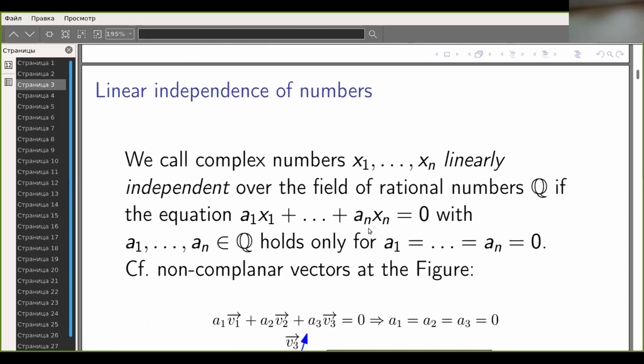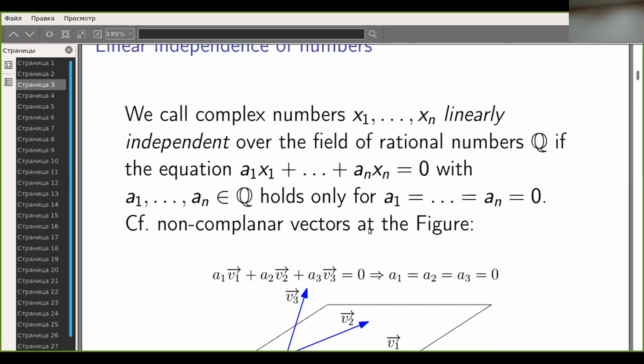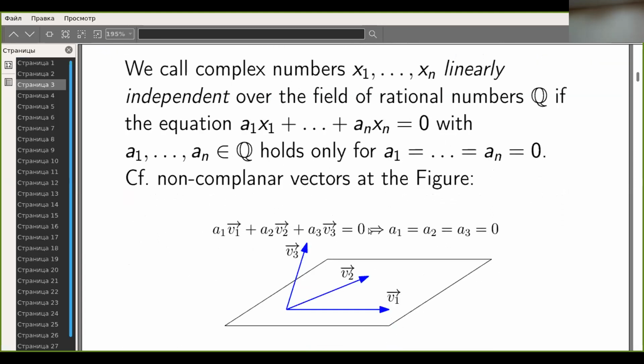We call complex numbers x1, ..., xn linearly independent over the set of rational numbers Q if a linear combination of these numbers with some rational coefficients a1, ..., an equals zero only in the trivial situation when all the coefficients are zero. You can compare this with non-coplanar vectors in a figure. So linear independence is a simple generalization of non-coplanar vectors or non-proportional vectors.